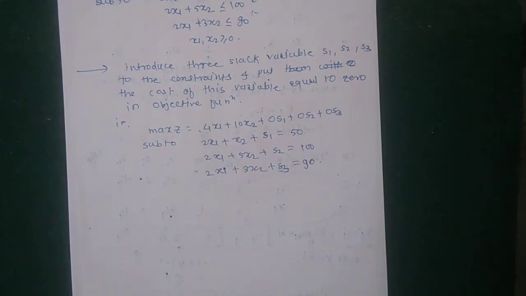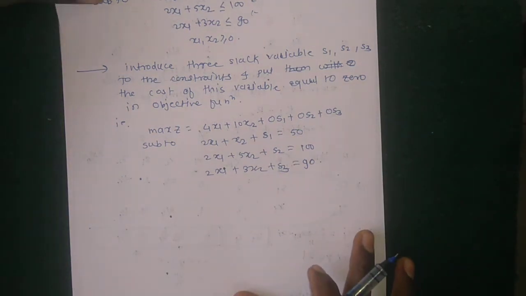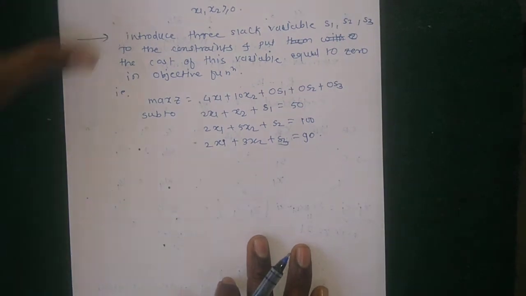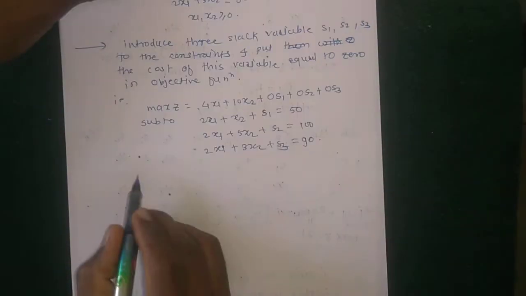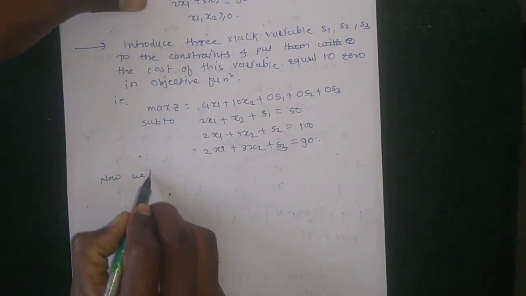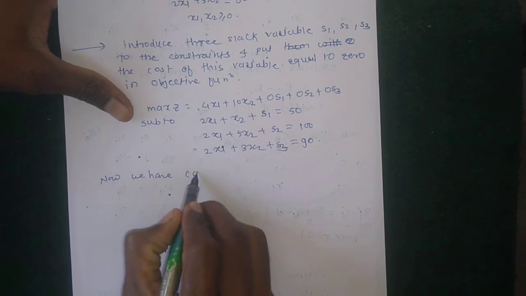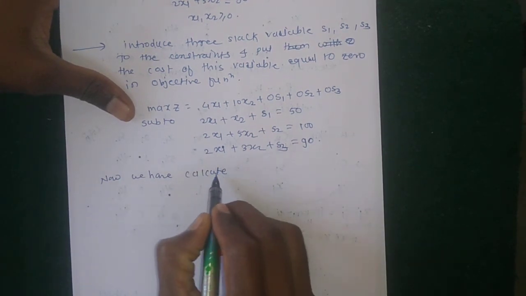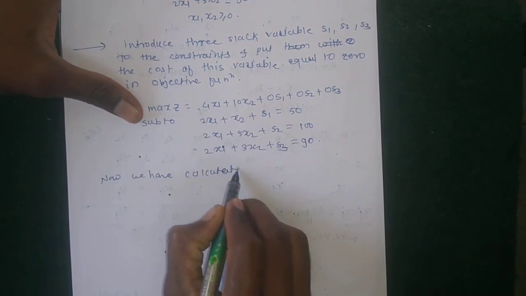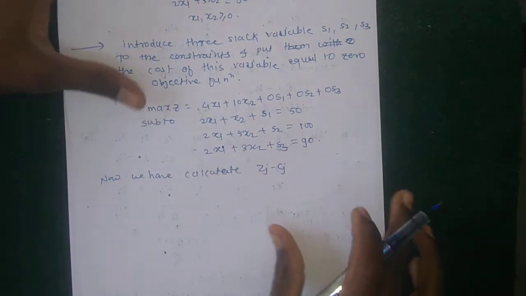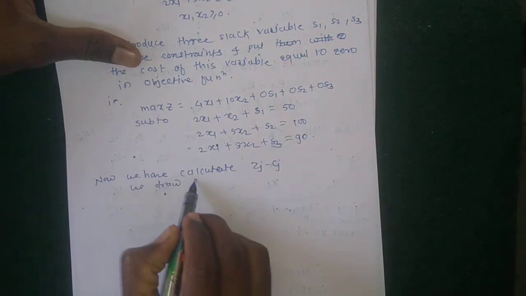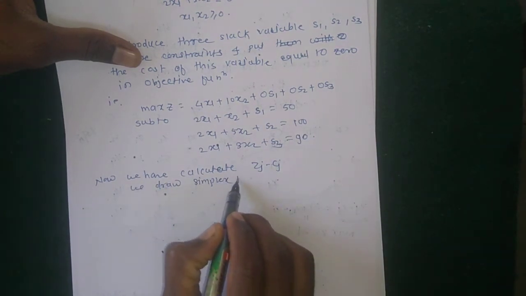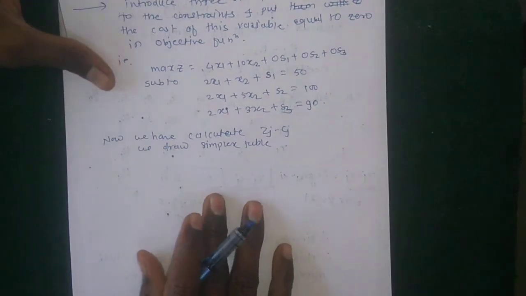Okay, so now to find the optimal solution, how do we find it? By using the simplex method, we directly write a simplex table. Now we have to calculate zj minus cj. Okay, we draw the simplex table.